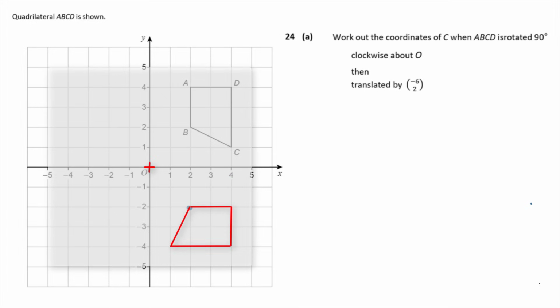C is going to end up down here. A is going to end up here. And D is going to end up down here. Okay?